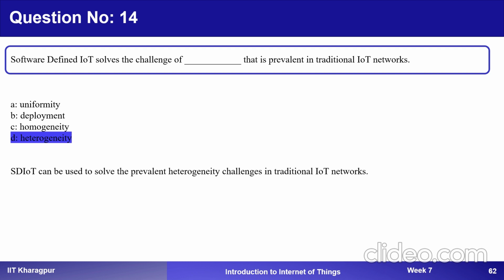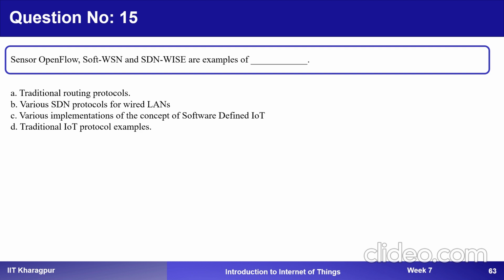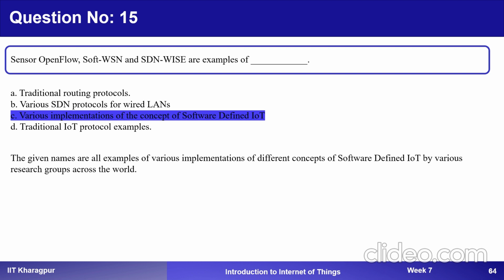So it's heterogeneity. Next question is, sensor open flow, soft WSN and SDN vibes are example of blank. Traditional routing protocol, various SDN protocols for wired LAN, various implementation of the concept of software defined IoT, traditional IoT protocol example. It's option B, various SDN protocols for wired LAN. Option C, software defined IoT. Right, option C is correct. So basically these are the implementations of SDN which are developed for IoT.